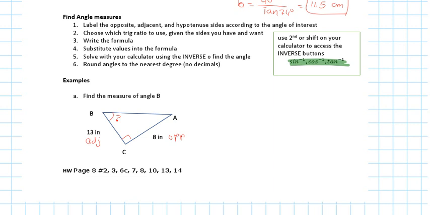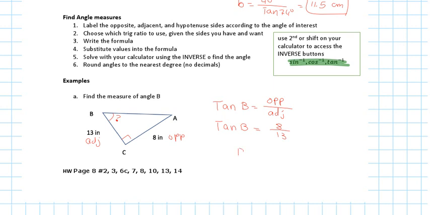Excellent. So tan B equals opposite over adjacent. So that's going to be tan B equals 8 over 13. You have two options. You can find 8 over 13 on the calculator and write it to 4 decimal places, or you can leave it and just enter it in the calculator in brackets. That would give you the most accurate answer.